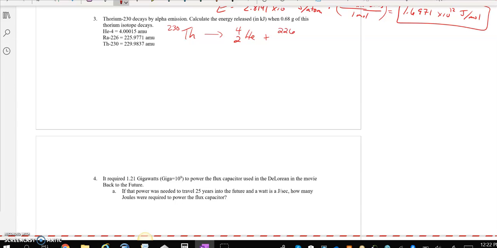If you look up the atomic number of thorium, it's 90. And so there's 90 protons on the left. We already have 2 protons on the right, so we need another 88 protons on the right, which means that our atom needs to be radium, Ra.